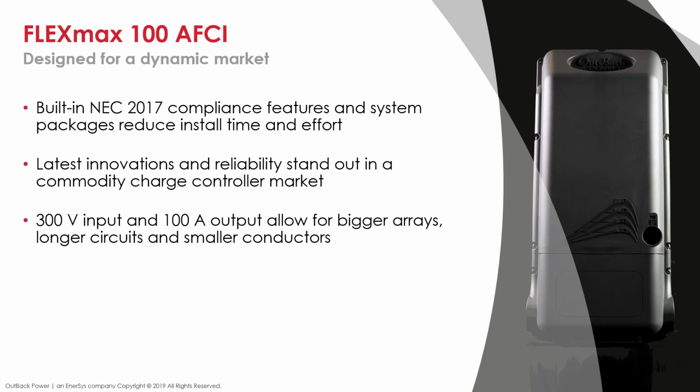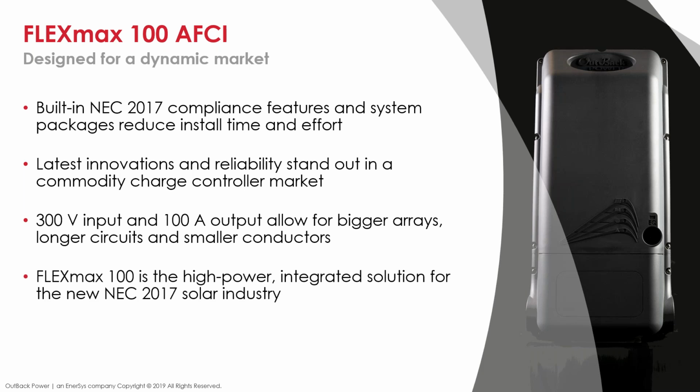300 volt input and 100 amp output allows for bigger arrays, of course, longer circuits and smaller conductors, so that's less copper, more flexibility on system design, bigger arrays, bigger modules, higher power 60 cell modules, higher voltages, all of the above. And the way I see it, the FM100 is the highest power integrated solution for the new NEC 2017 solar industry. We're in a brave new world of solar, and we have to keep up. So that's what we're doing.